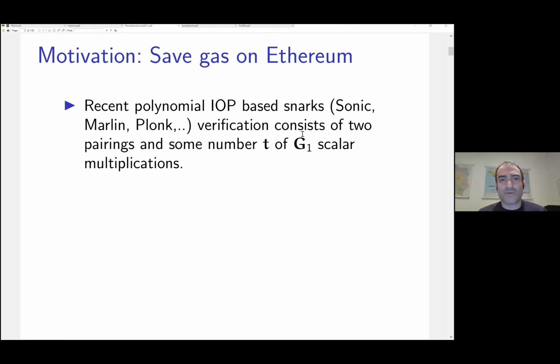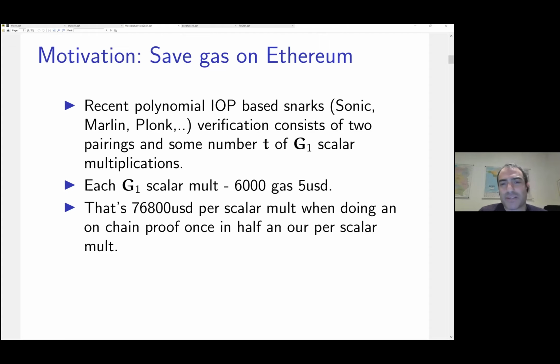All right, so yeah, the motivation for our work on this was basically to save gas on Ethereum. So the recent SNARKs we have, which are what people call polynomial IOP based, I mean, several papers kind of made almost equivalent terms. We called it polynomial protocol in PlonK, but polynomial IOP is what people have been using. So basically the verification cost is usually 2 pairings and some number t of scalar multiplications.